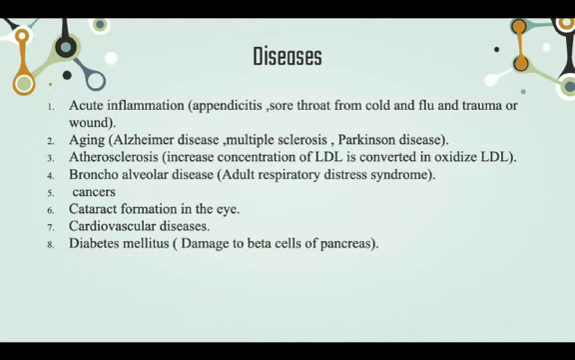Diabetes mellitus. Free radicals cause damage to the beta cells of the pancreas, which are responsible for insulin production. So when there is not enough insulin produced by the beta cells, it leads to insulin-dependent diabetes mellitus. In this way, free radicals are responsible for a number of disorders.